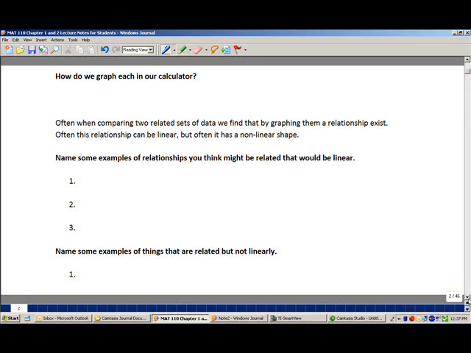Well, I would think maybe outside temperature. What would be related maybe to outside temperature? I don't know. Let's say heat stroke. If we compare the two, we would probably see as the outside temperature gets higher and higher, more people have heat strokes. Probably would be some kind of relationship. It might not be exactly linear, but there's probably some relationship there that would probably be linear.